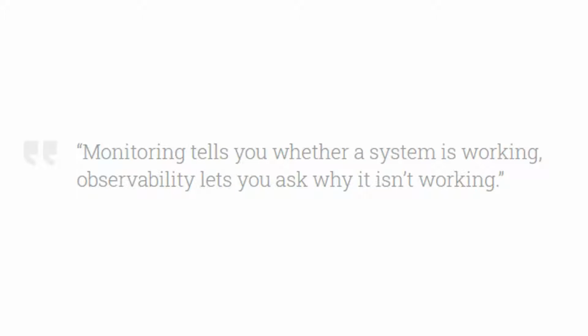Monitoring tells you whether a system is working or not, whereas observability lets you ask why it is not working. That means if some system, application, or server is behaving oddly or not reporting as per our expectations, then you get the data through the observability process. You get sufficient data on why it's not working. But monitoring only tells you whether it's working or not working.